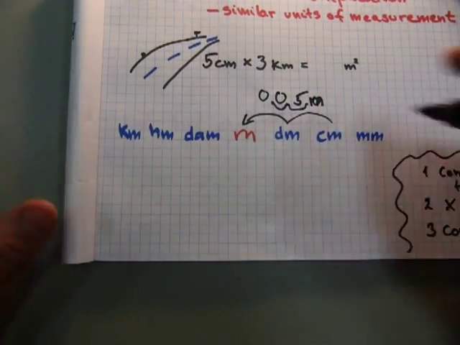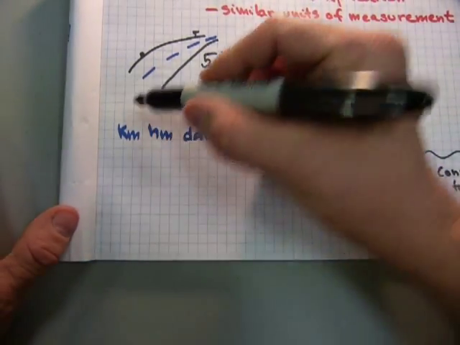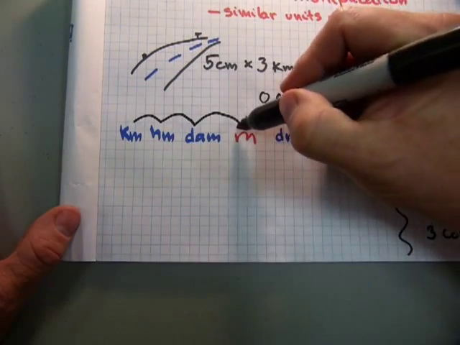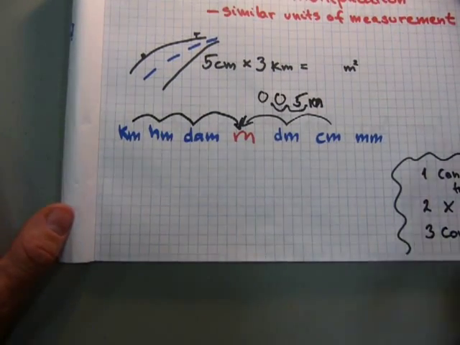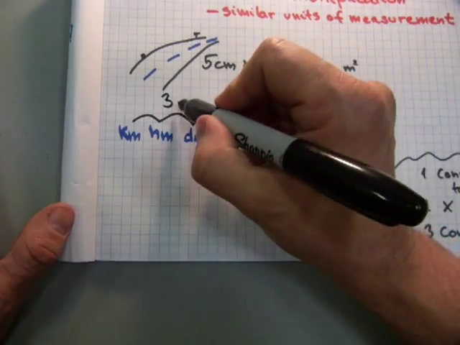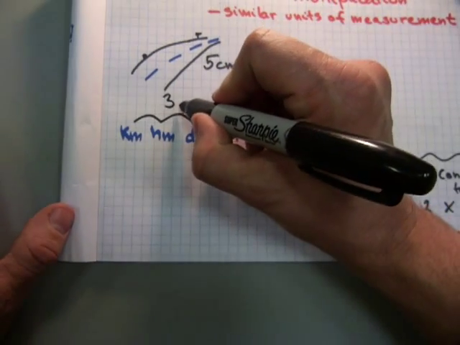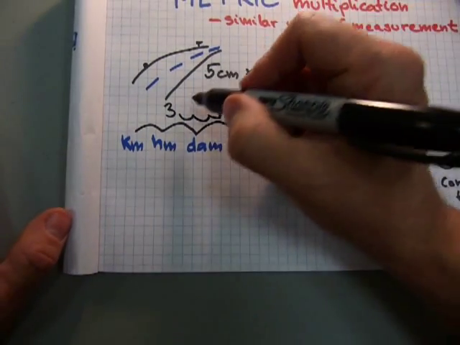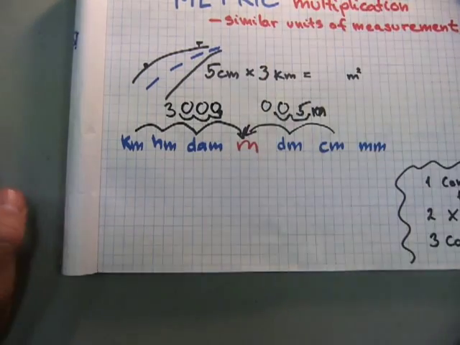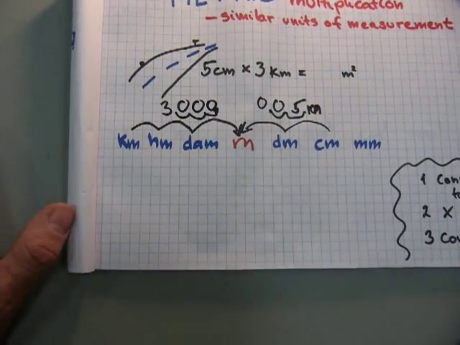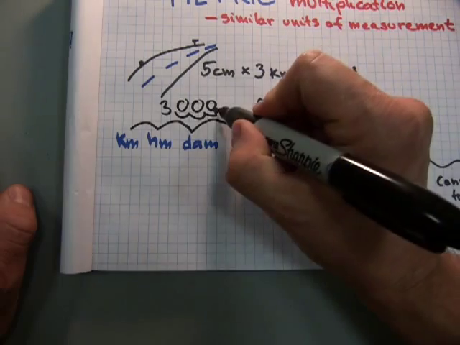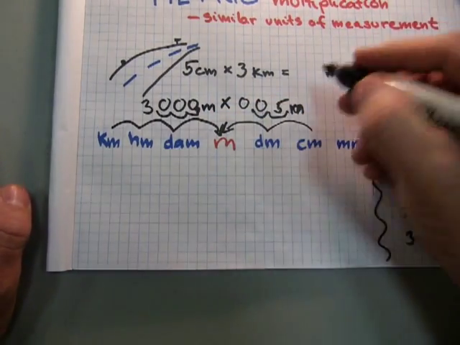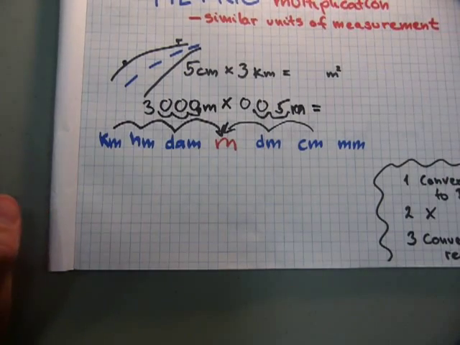Next is 3 kilometers. For kilometers, we're going to have to start here at kilometers and go to meters. 1, 2, 3 jumps. 3 jumps to meters, so you write 3 here. 3 is the same as 3.0, so you're starting here, 1, 2, 3. That's where the decimal dot ends. Fill it in with zeros. 3 kilometers is 3,000 meters. So now you have meters and meters to multiply with. Similar units of measurement, it works within length.